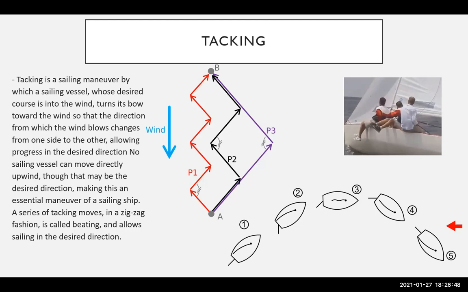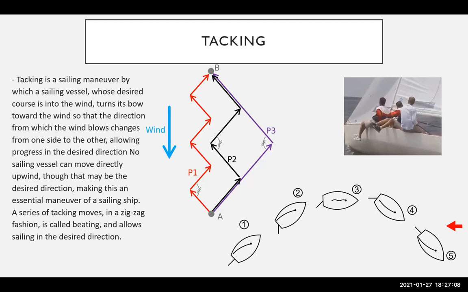Tacking is used to change direction by taking the bow of the boat through the wind and requires good coordination between the helm, whoever's steering the boat, driving the boat, and the crew. Tacking is usually carried out on a move from one close haul to another to sail upwind if you're racing especially. But we'll practice tacking in different conditions.